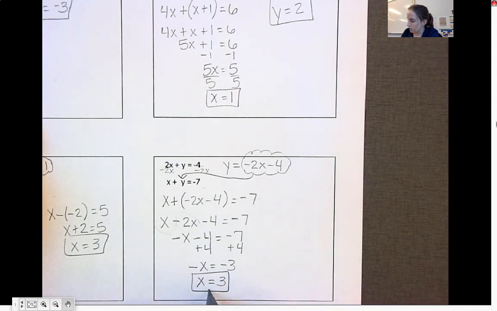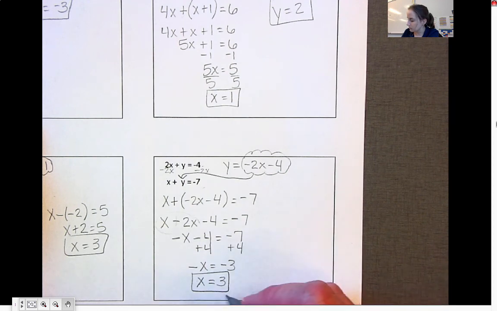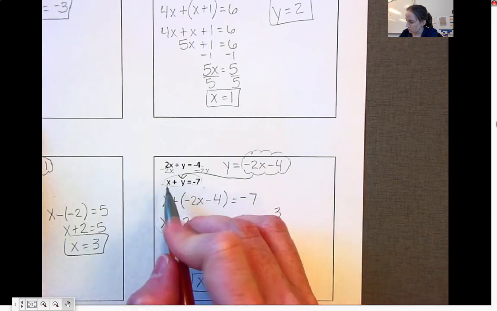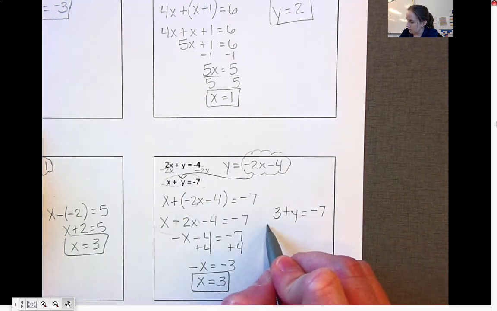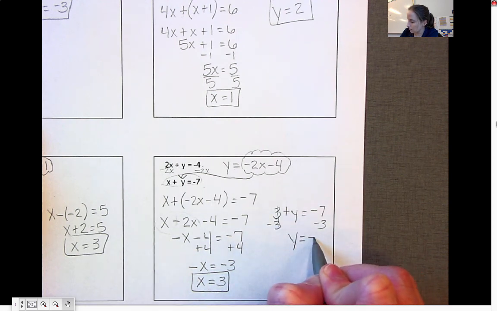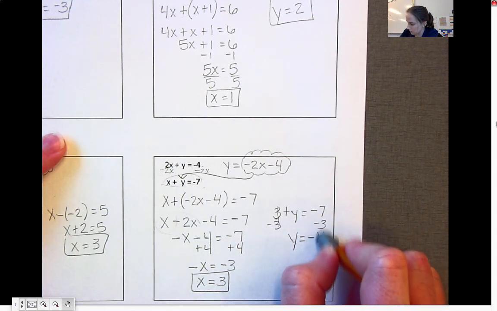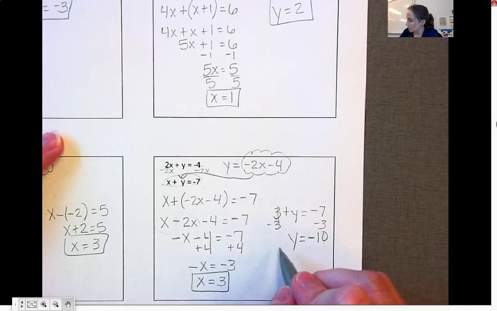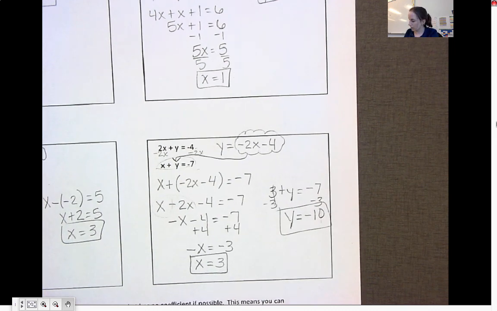Now take your 3 and plug it back into either equation as long as you plug it in for x. I'm going to plug it into the second one. So I'm going to say 3, because that's x, plus y equals negative 7. Solve, minus the 3, y equals negative 11. Sorry, 10. Negative 10. Mistakes can't count. There you go. You have your x and your y.